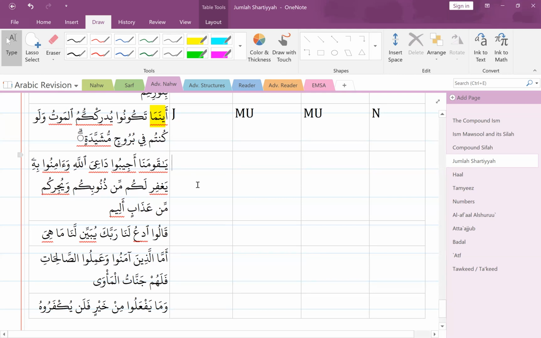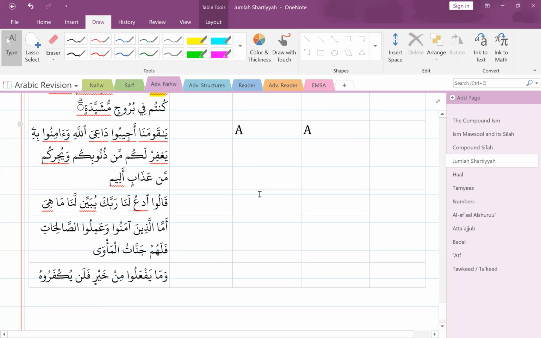Yes. Qawmana ajibu. I think this is amr and jawab al-amr. So ajibu is majzoom. Ya'allahi wa aminu. That's where the jawab starts. So wa, there's a harf ataf before. Oh, that's harf ataf. Wa aminu bihi yaghfir lakum. Yaghfir then. Yes, the next majzoom. So that will be our jawab al-amr. And it's a match. So that's what happens with amr and jawab al-amr. Basically, you're going to have that match situation.